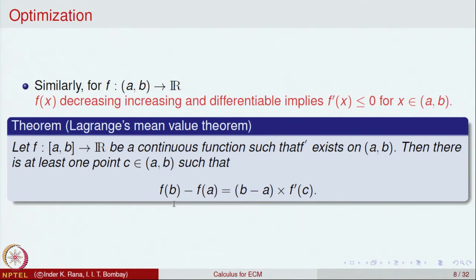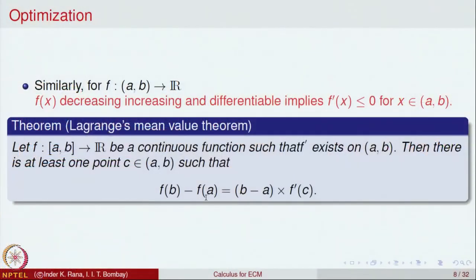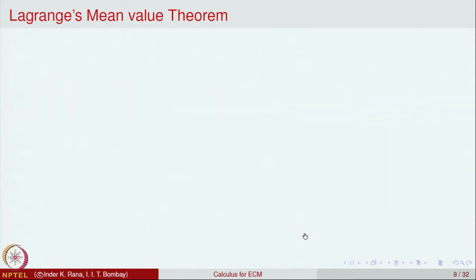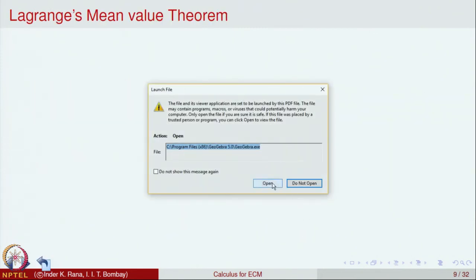Then what does this ratio f of b minus f of a divided by b minus a signify? That is the slope of the chord joining the point a comma f of a with b comma f of b on the graph of the function. And it says that the slope of the chord joining the endpoints of the graph will be equal to the slope of the tangent at some point in between. That looks like a very profound geometric statement. So, let us look at that statement.